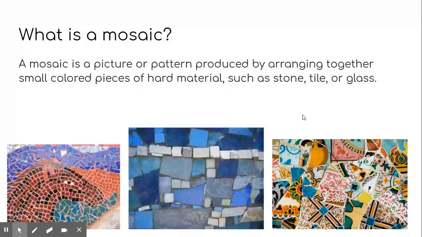Then we're looking at mosaic. A mosaic is a picture or pattern produced by arranging together small colored pieces of hard material such as stone, tile, or glass. And I actually have 2 mosaics up in the windows. Those were done on a big glass window frame, and they used little tiny pieces of colored glass. Then they use a type of grout to go in between to hold them. So that's all that darker color in between each piece.